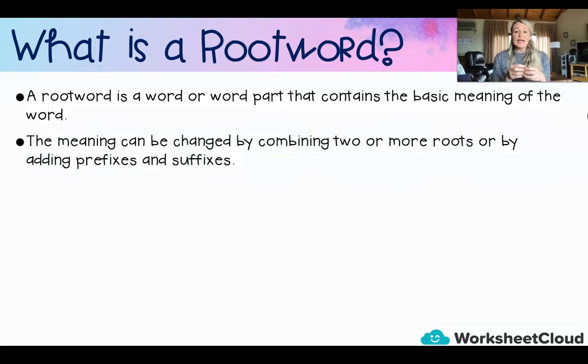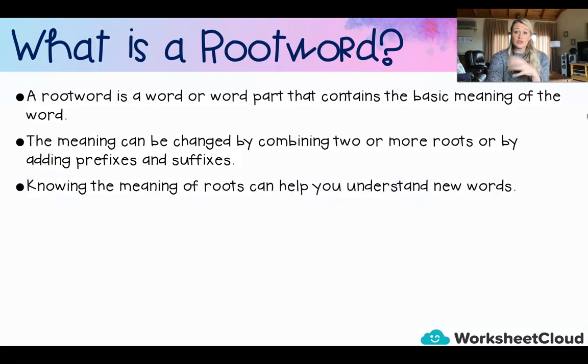The meaning of the root word can be changed by combining two or more root words, or by adding prefixes and suffixes. So if we have a root word, the meaning of that word can be changed, and the type of word can be changed just by adding a prefix or a suffix, by changing the beginning or the end of the word. And it changes the whole meaning of the word in total. And we're going to go through some examples of that.